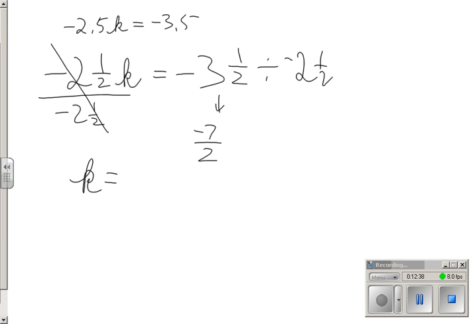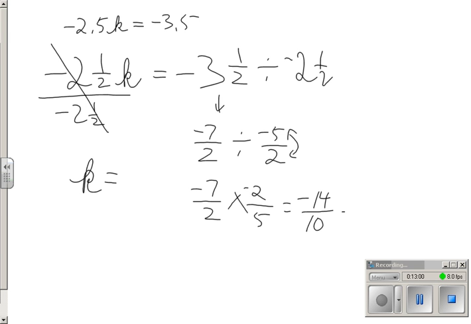So negative 7 over 2 divided by negative 5 over 2. You don't divide fractions, you change to the reciprocal. So negative 7 over 2 times the reciprocal. Keep the negative symbol up there. It works good. Negative 2 over 5, the reciprocal. Right? And I end up with negative 14 over 10, which is negative 1 4/10, or is negative 1.4. Wait, that's easy. That's all it is. That seemed really easy, didn't it? All right.